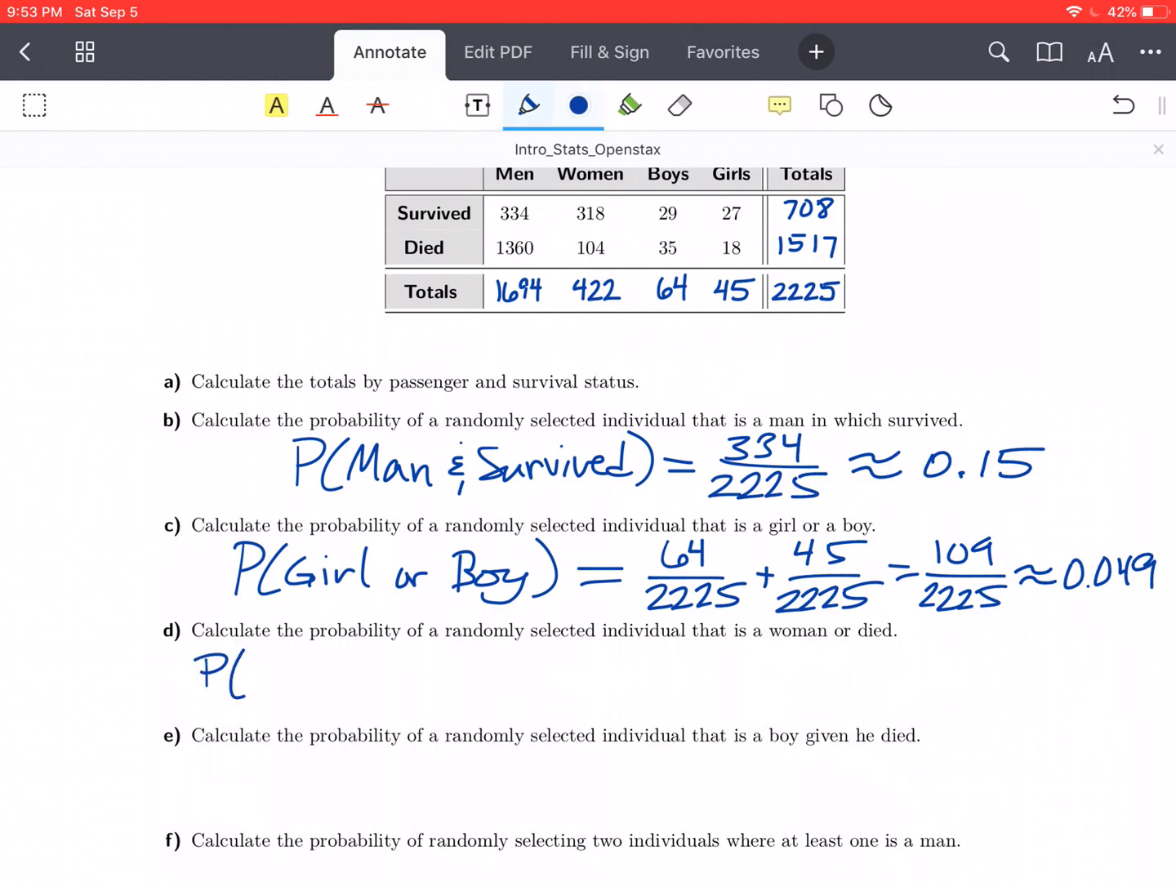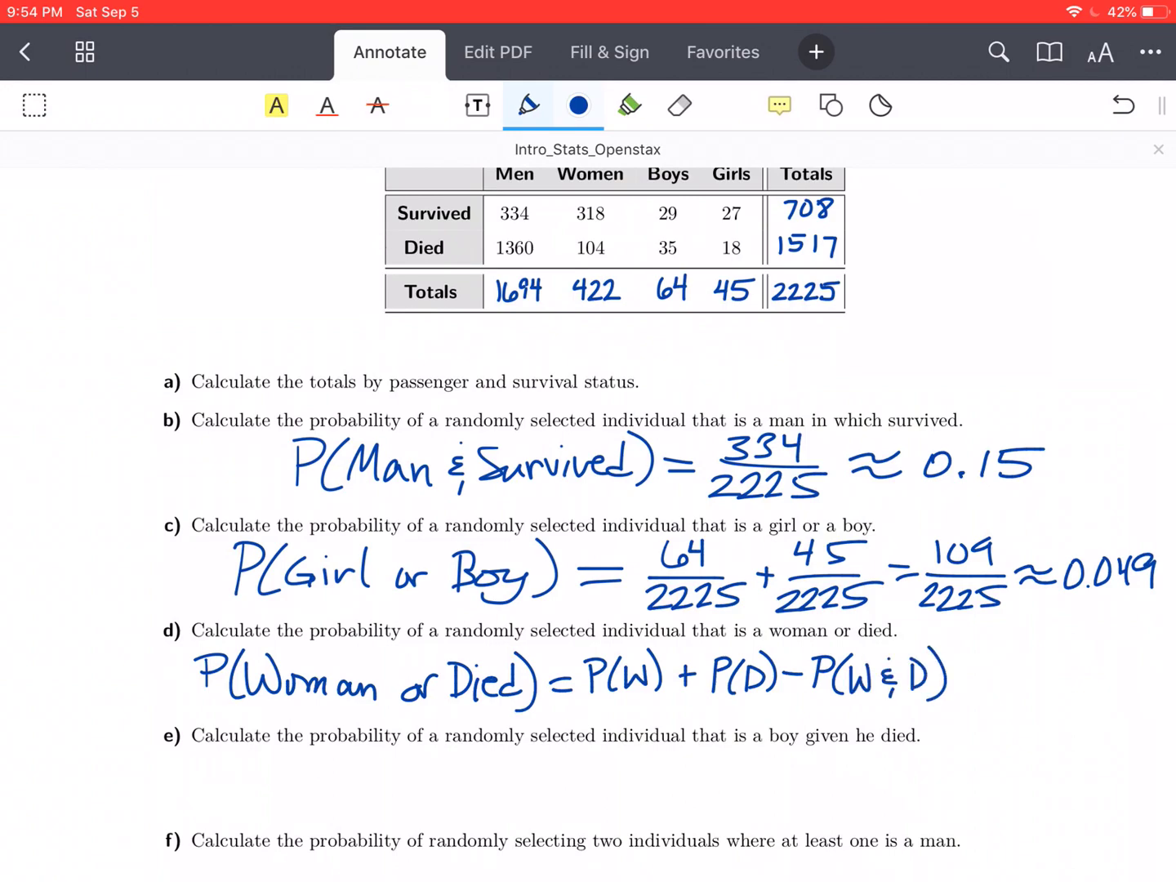So probability, woman or died. Okay, now these are not disjoint events, right? Because a person could be a woman and they died, right? So we have to take that into account. So this is going to be the probability of it being a woman plus the probability that the person died minus the overlap, the probability that they were a woman and they died. Because again, if they're a woman and they died, they were counted as a woman and they were counted as a dead passenger, which means that they got double counted. So we need to take away those double counts.